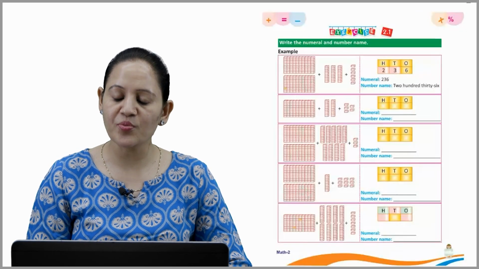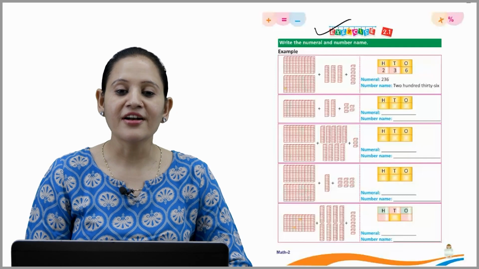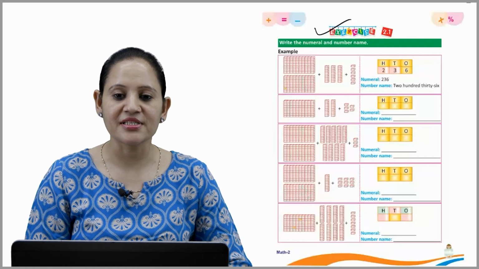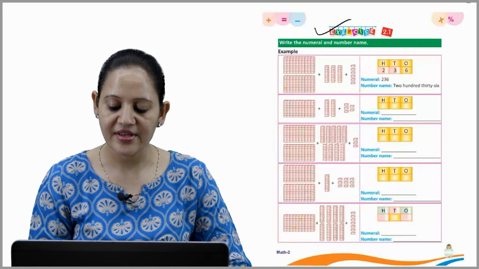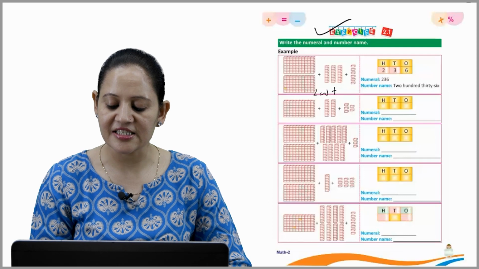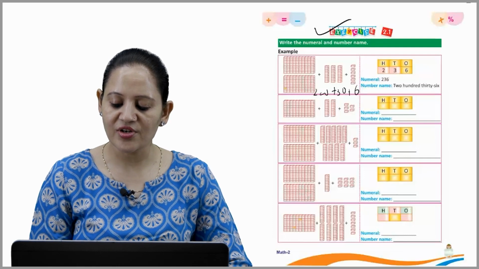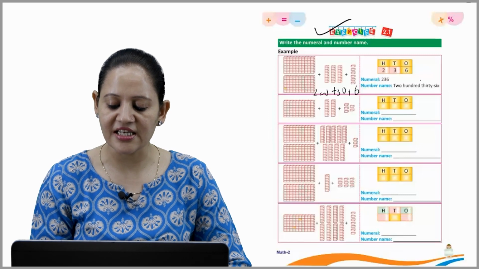Next is exercise 2.1. Write the numerals and number names. So here 200 plus 3 tens means 30 plus 6. So what will the number be? 236. Clear?